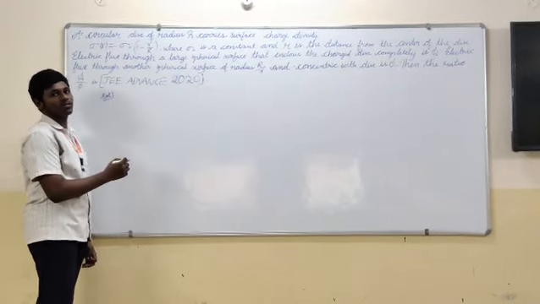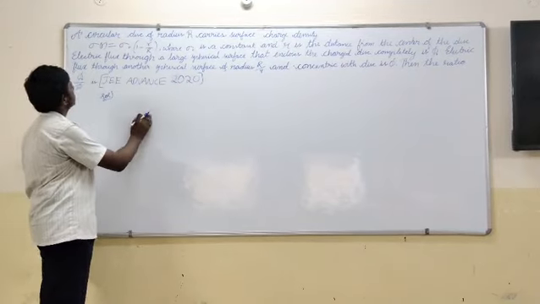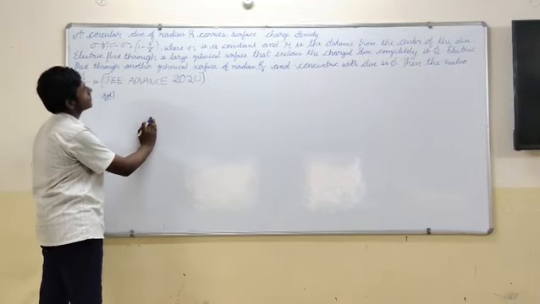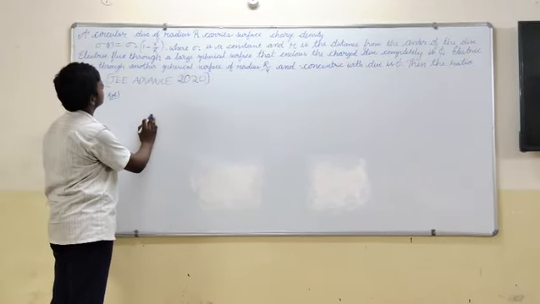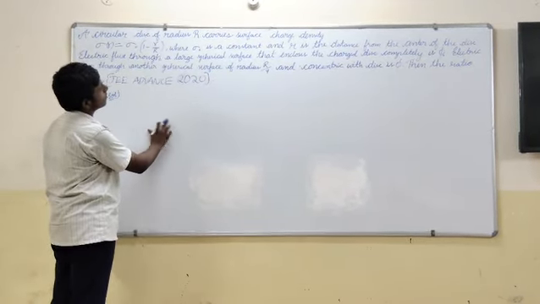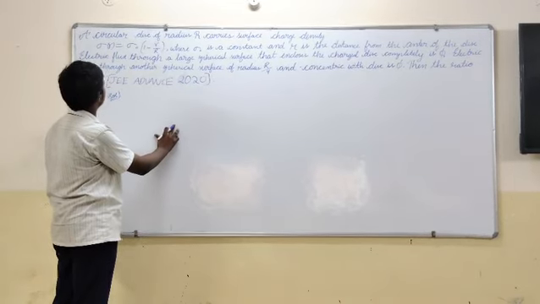This is the most important question of JEE Advanced 2020. A circular disk of radius R carries surface charge density sigma of r equals sigma naught into 1 minus r by R, where sigma naught is a constant and r is the distance from the center of the disk.